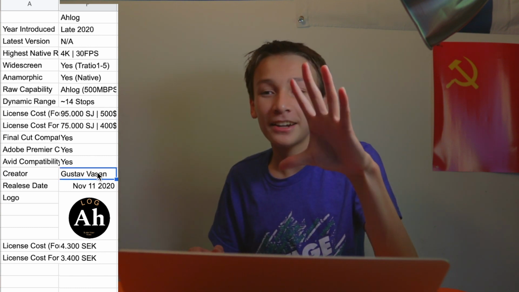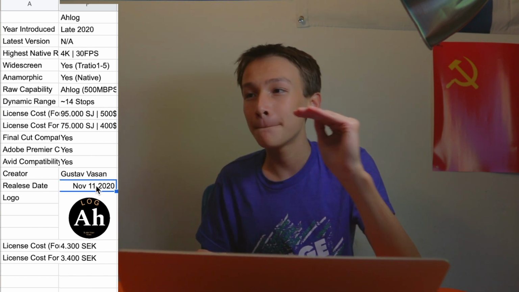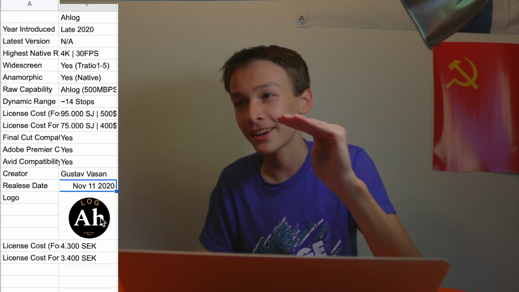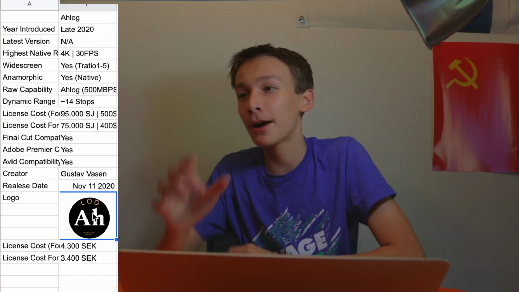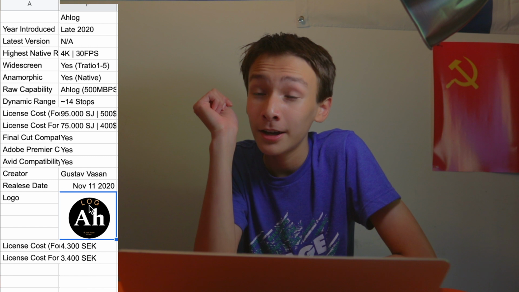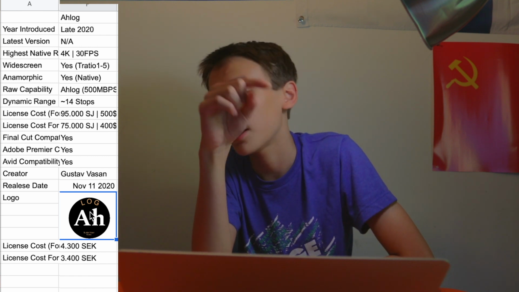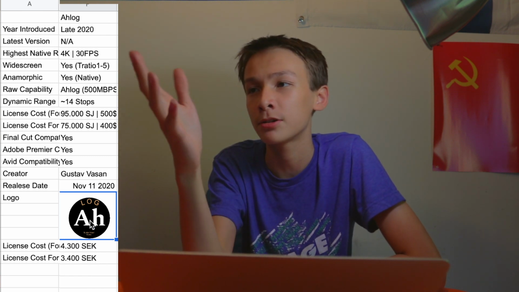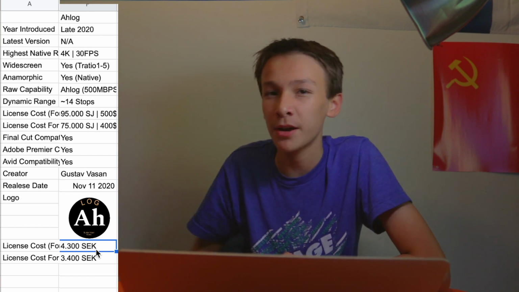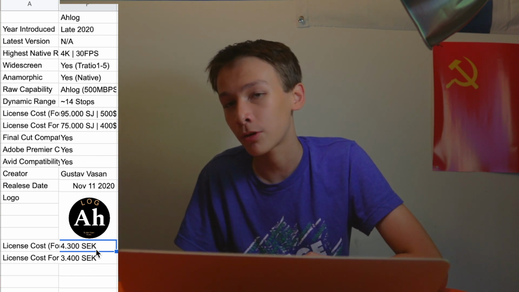This is again our most refined log ever. It looks beautiful. I will show a little segment at the end of it compared to Glog and compared to kind of a standard picture profile-esque without a raw format.